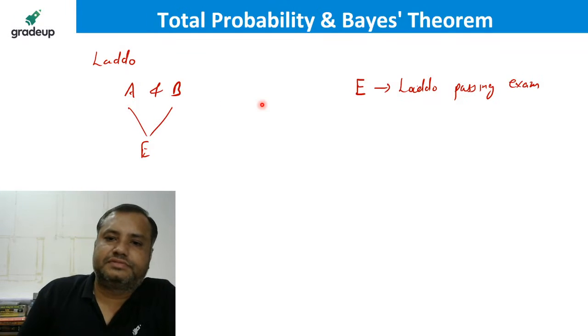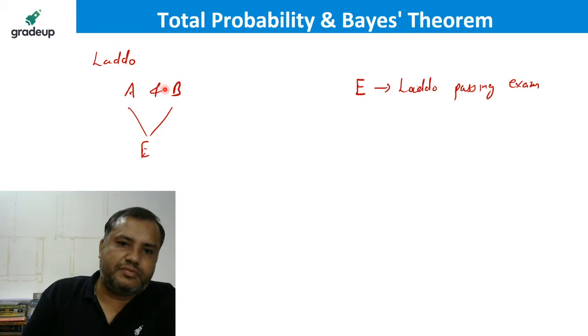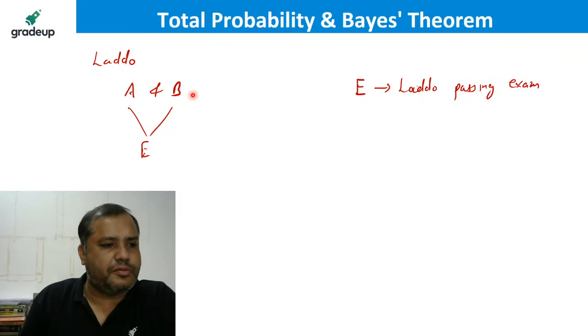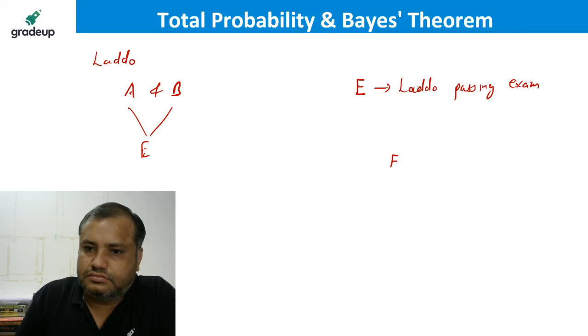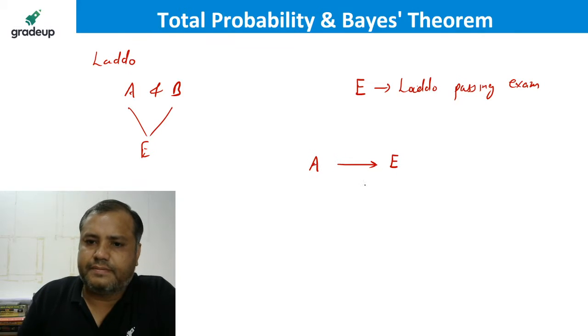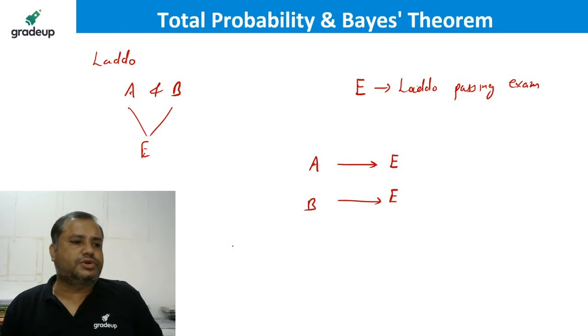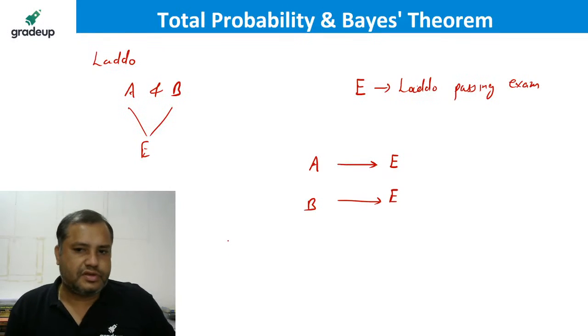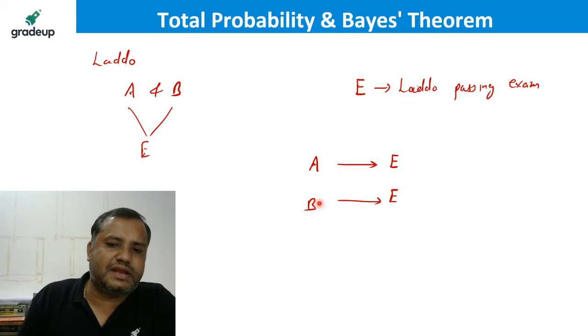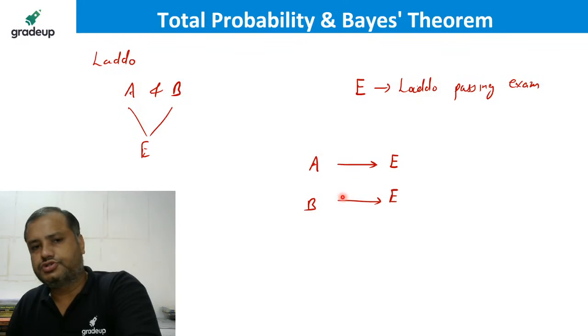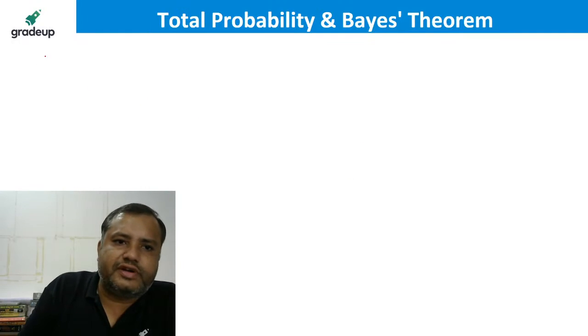Apart from A and B, event E cannot occur through any other way. It means E has to rely only on A or B, not anything else. So event E can occur with the help of A, or event E can occur with the help of B. These are the two ways by which event E can occur. But when A is helping Laddu, B will not help, and when B is helping, A will not help.